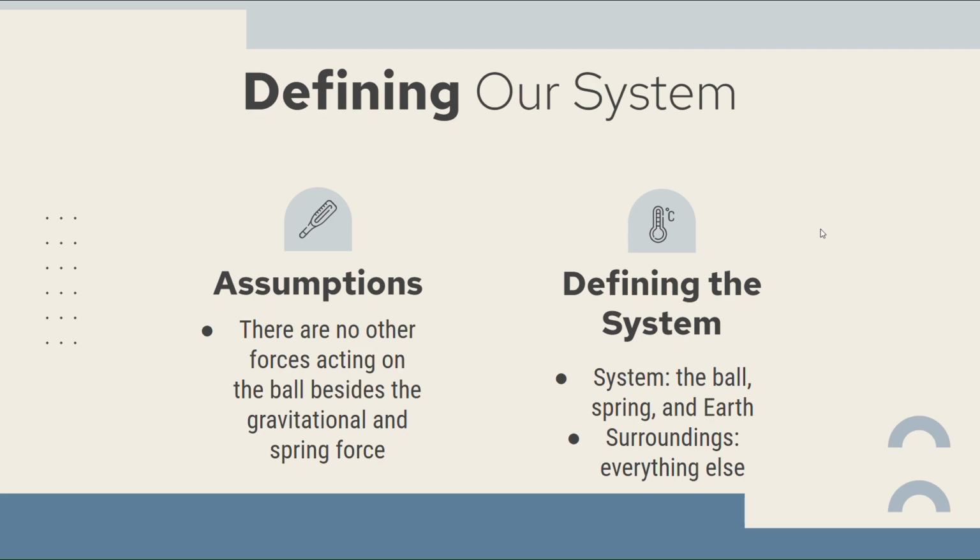And when we do this, we assume that there are no other forces acting on the ball besides the gravitational and spring force, so no drag or friction on the spring. And then defining our system, we know that the ball, spring, and earth are in our system, and the surroundings could include anything else happening possibly in the model.